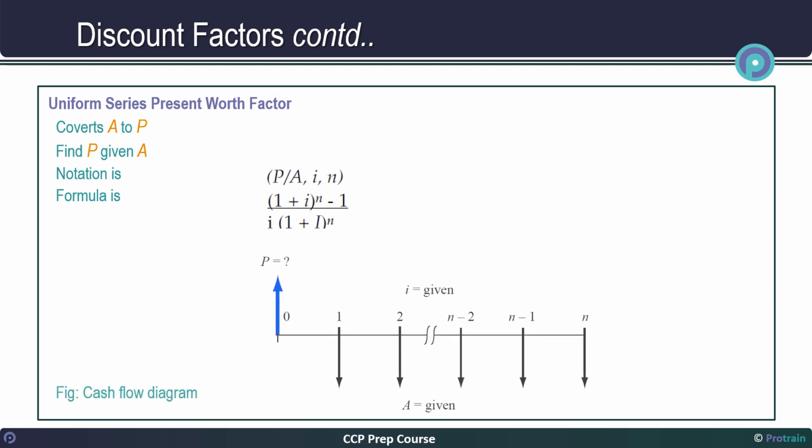Figure now shown on the slide shows cash flow for uniform series present worth factor. The cash flow shows that we have to find P when A is given.